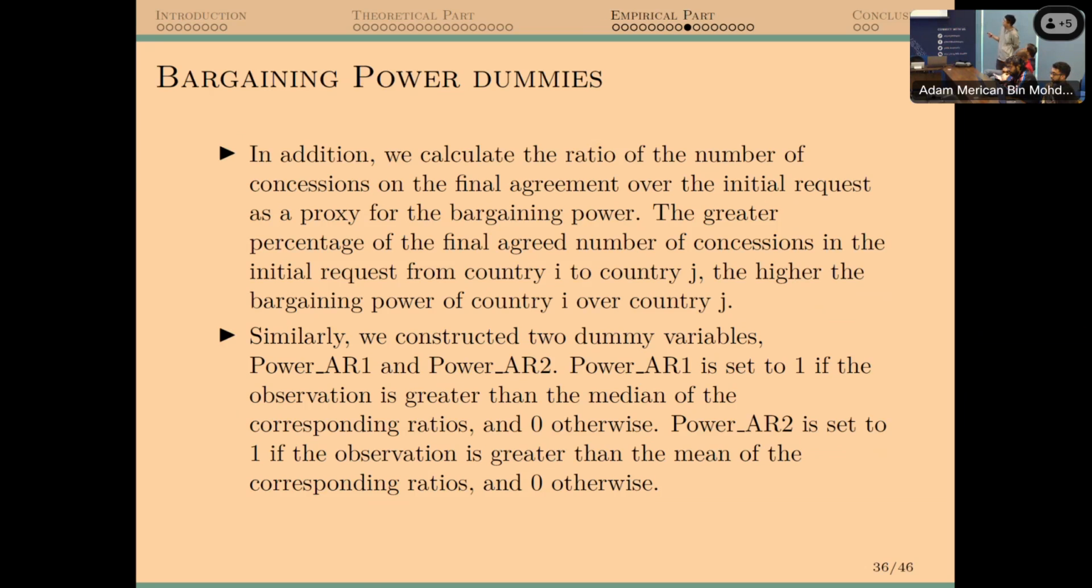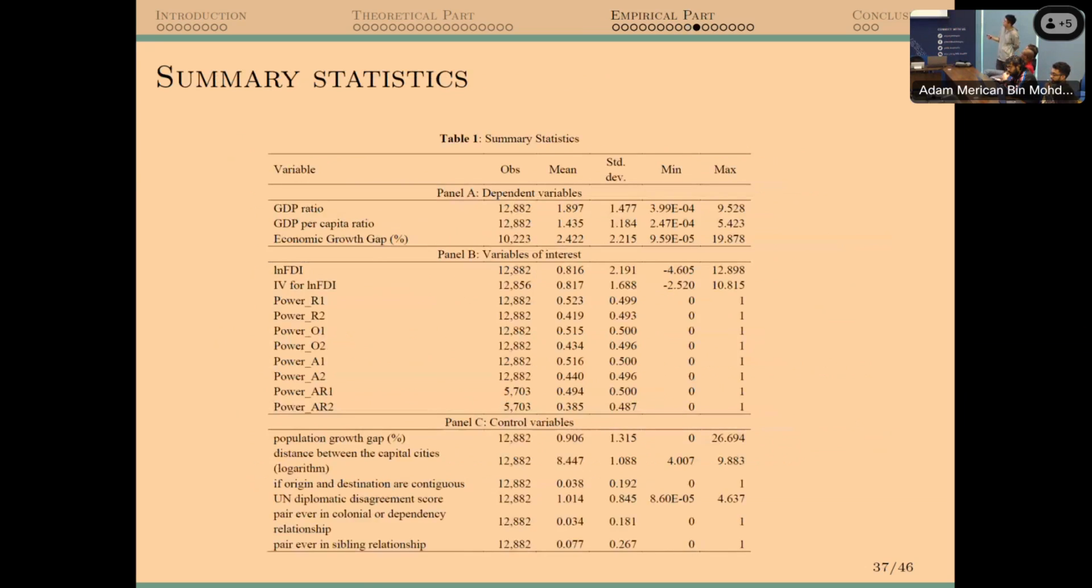And this is the summary statistics of all the variables used in this research. We saw some drops here because we have zero requests. So if we calculate the percentage, then when we have zero as a denominator, we will lose some observations for sure.